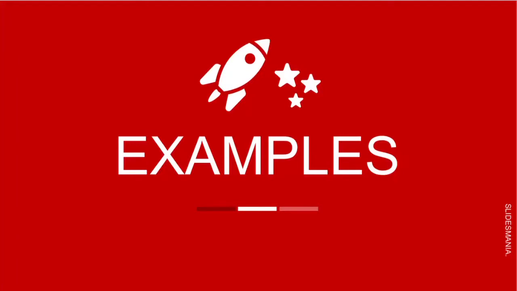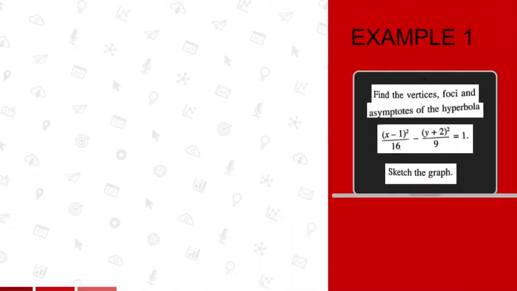This is the final video in the topic of hyperbola, where we will discuss a few examples on hyperbola. Let's see the first example here, where the question asks us to find vertices, foci, and also the asymptotes of the hyperbola. So this is the equation that is given. And finally, they ask us to sketch the graph.